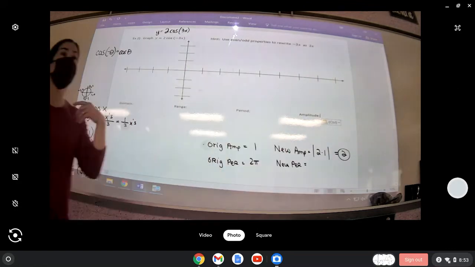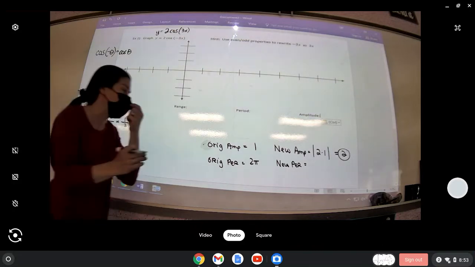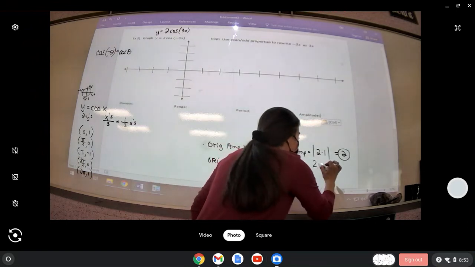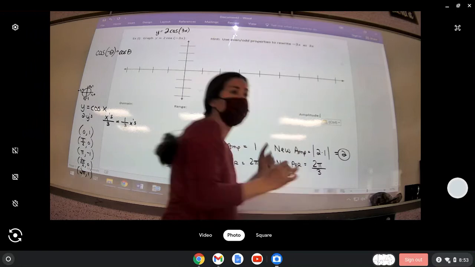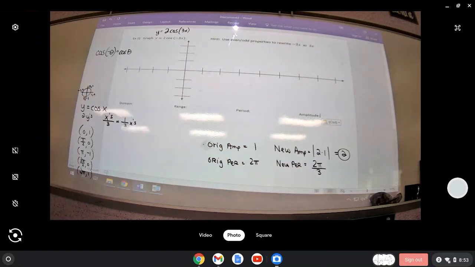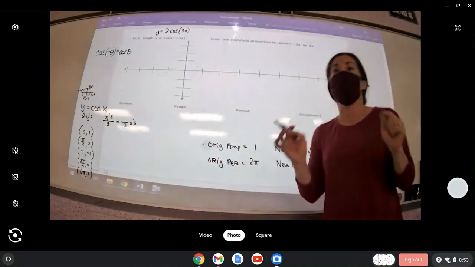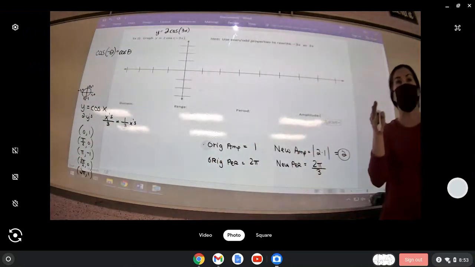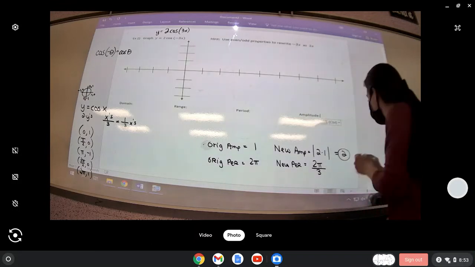The original period was 2 pi. Now I'm taking all of my x's and dividing them by 3. So now I have to take my period and divide it by 3 as well. So my new period will be the original period, 2 pi, divided by 3. And that does not reduce. So your new period is 2 pi over 3. So guys, that means it's not going to take 2 pi units to create one cosine wave. It's only going to take 2 pi over 3 units to create one cosine wave.